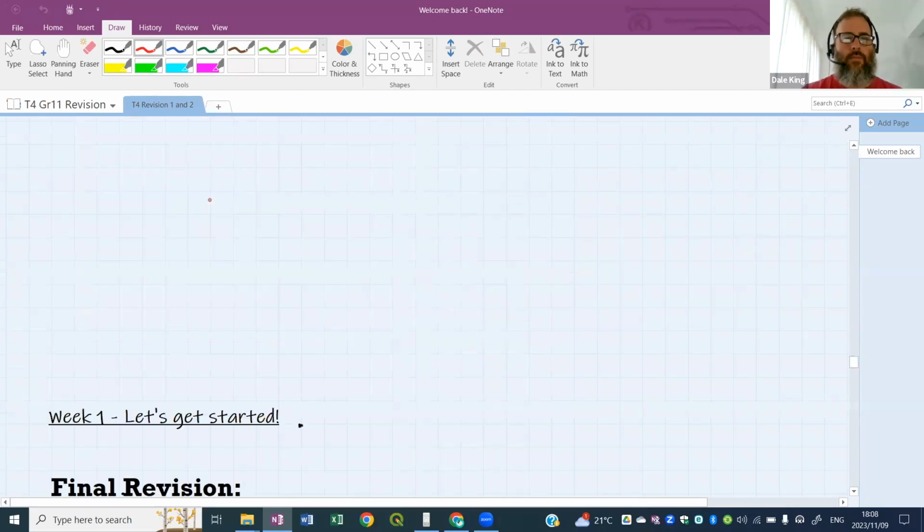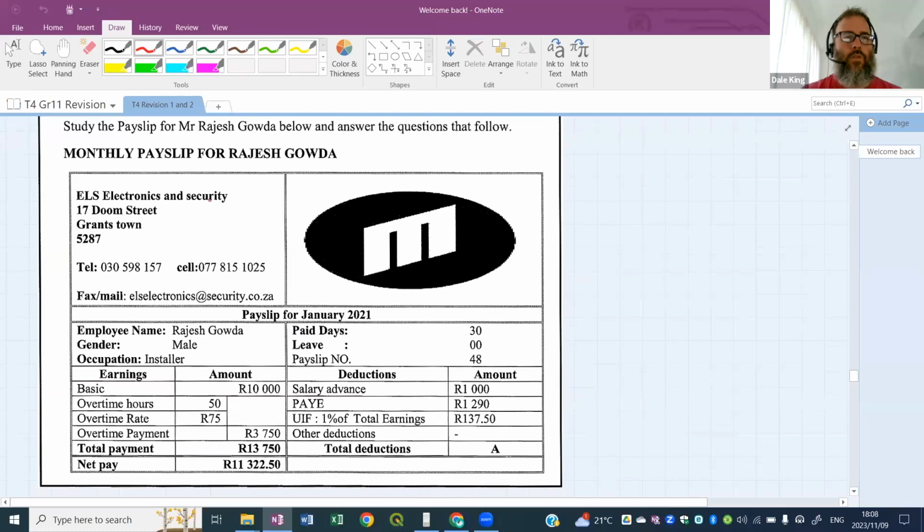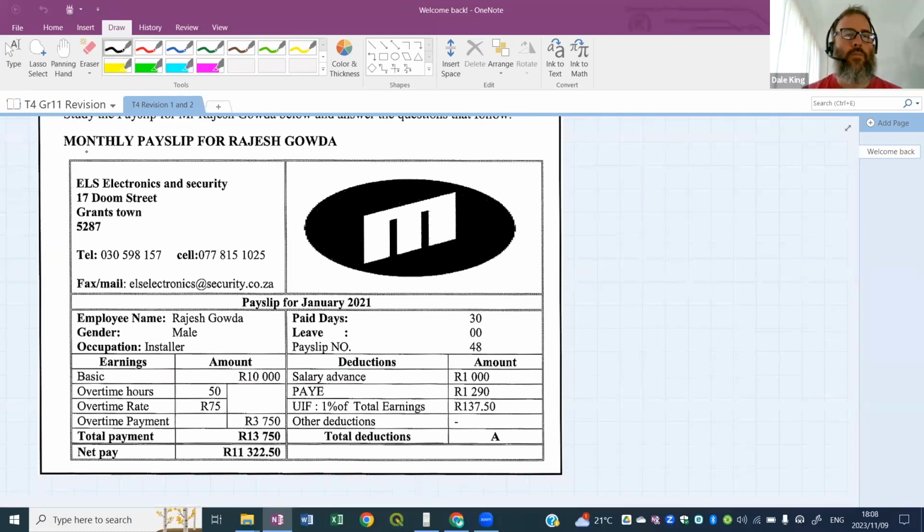Mr. Gowda works for an electronics and security company. There are all the details of the company in the top left corner there. Then here we have the employee details in this row. There is the number of days that this person was paid for, 30 days. And we see it's the 48th pay slip for this person here. Then we have two columns.